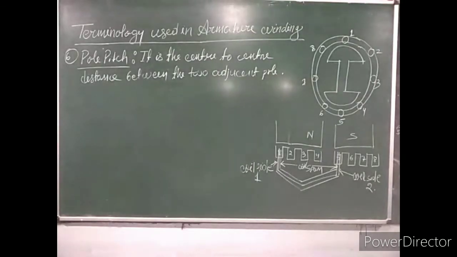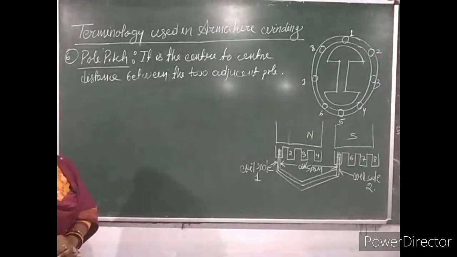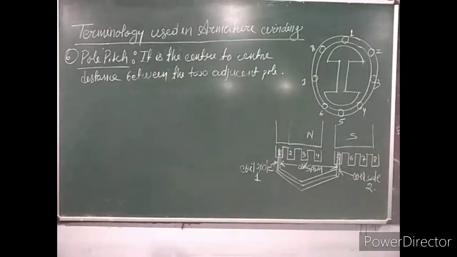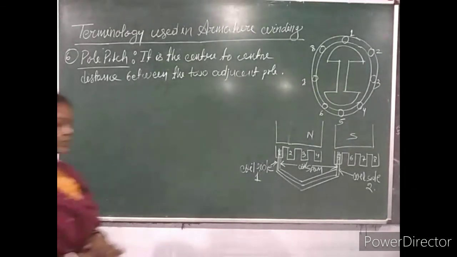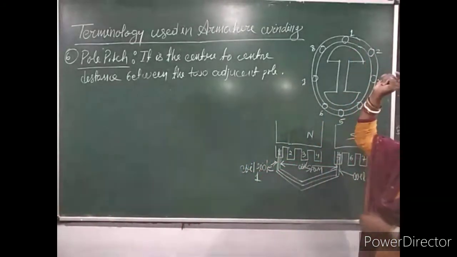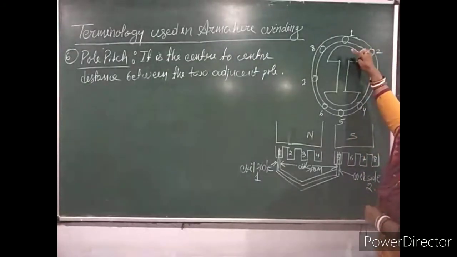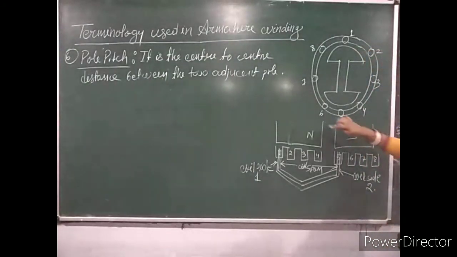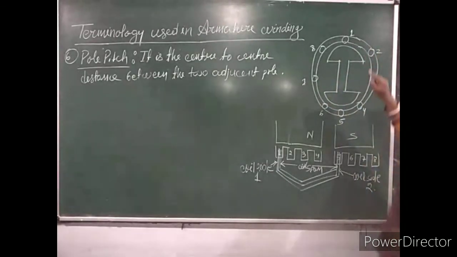The next point we will discuss is pole pitch. What is pole pitch? It is the center to center distance between two adjacent poles. You know that, suppose conductor 1 is placed here, to complete one revolution it takes 360 degrees.